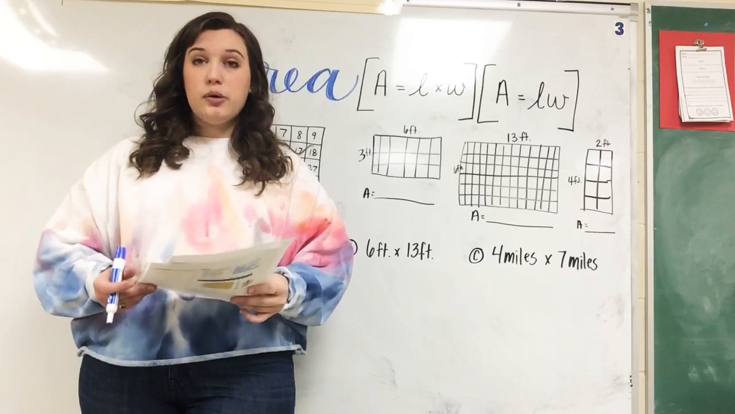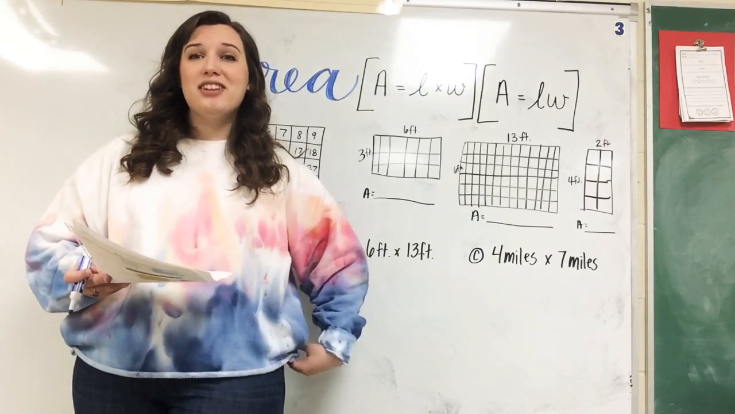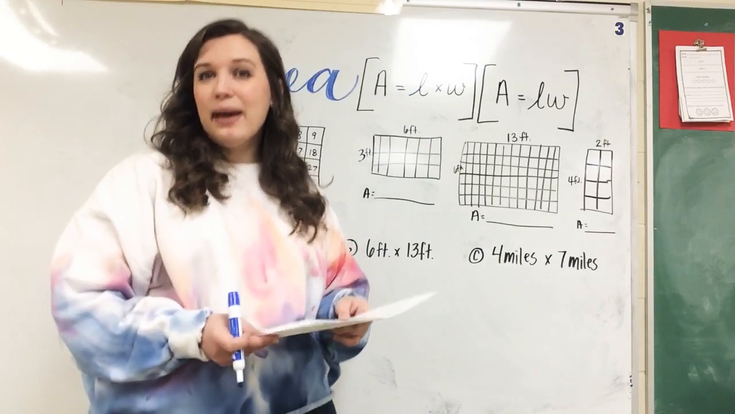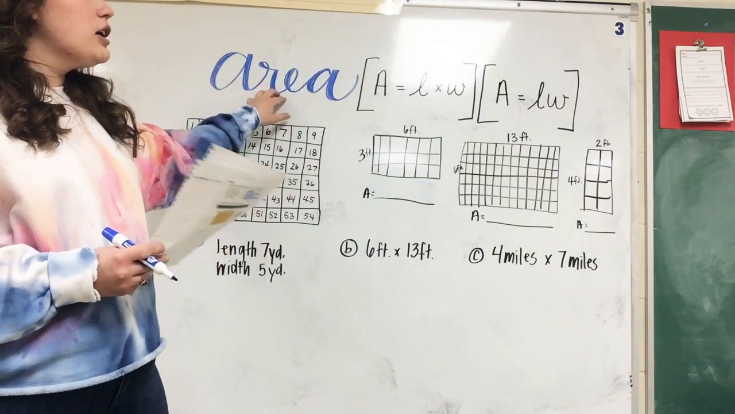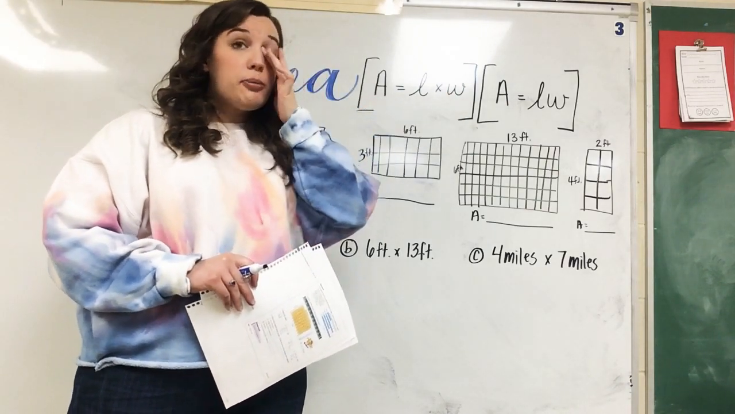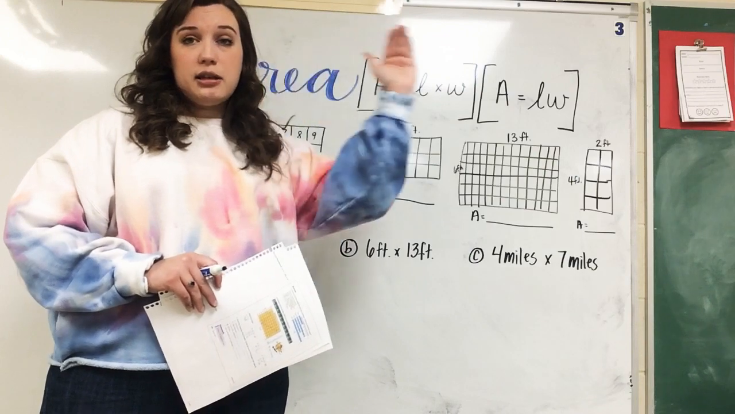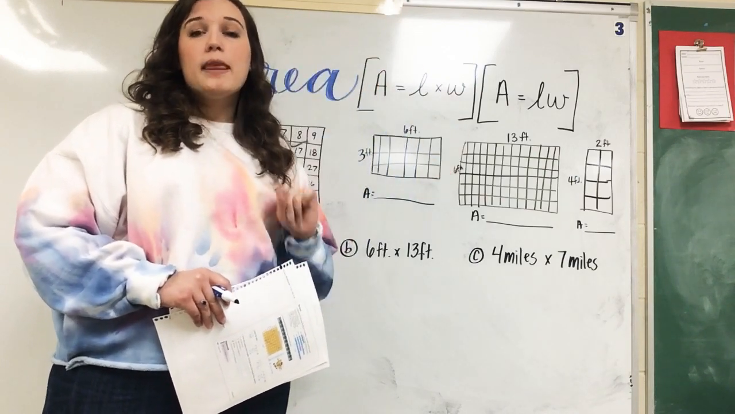Turn over to page number 261. Page 261. Let's figure out how to find the area of a rectangle. Super easy, okay? Your formula for the area of a rectangle is your length times your width. With the perimeter, you would do 2 of the lengths, because remember, 2 lengths and 2 widths, okay?